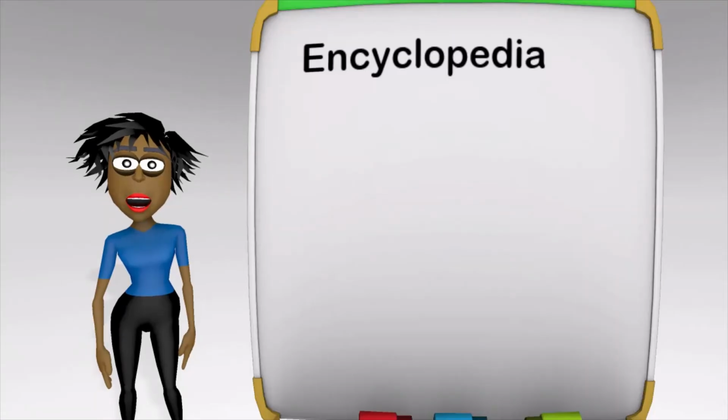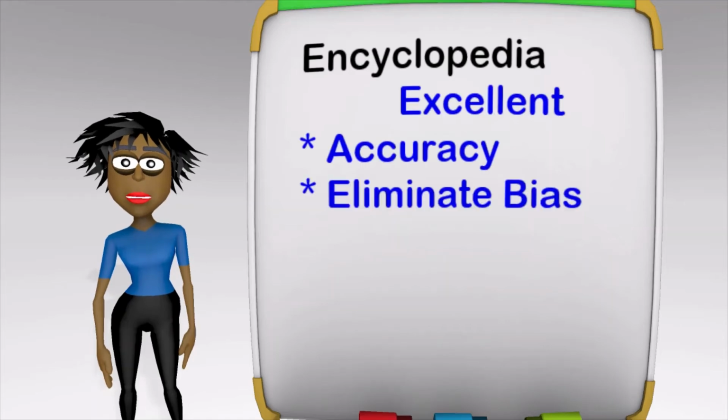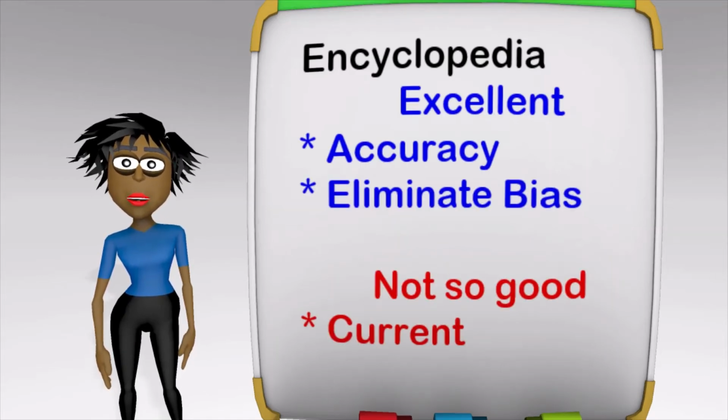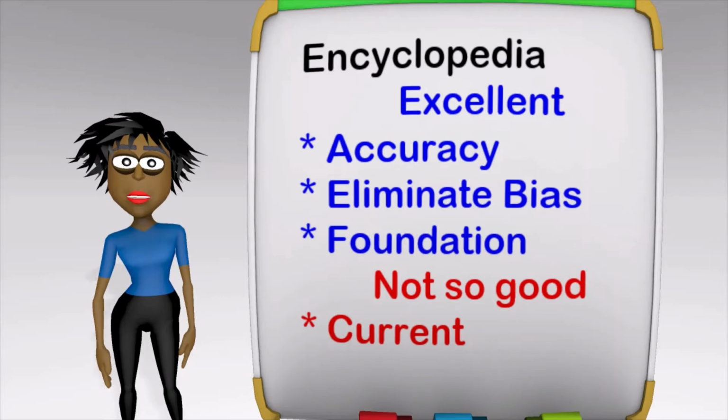As you can see, encyclopedias are great for accuracy and lack of bias. But, they generally contain fairly old information, and can only cover topics in a limited, general way. Use them as a foundation for your research, and build on their information with research from other sources.